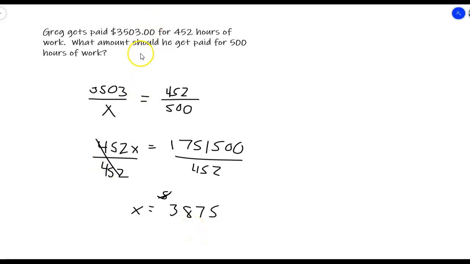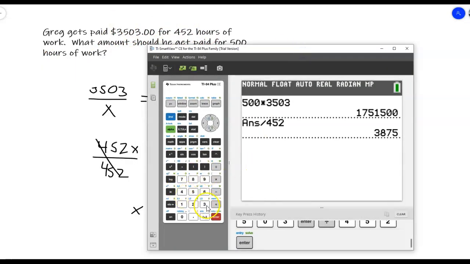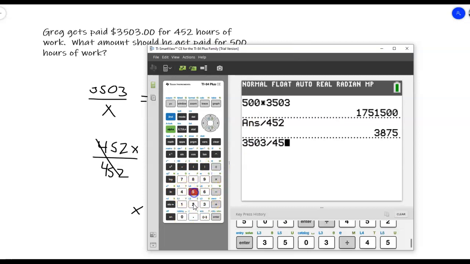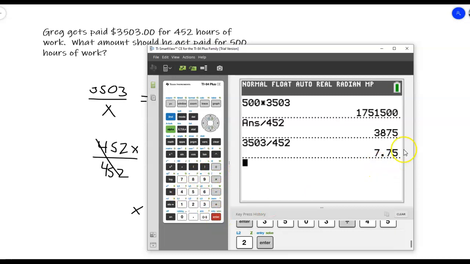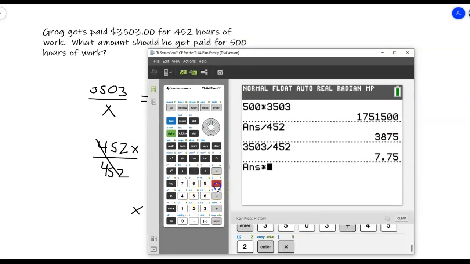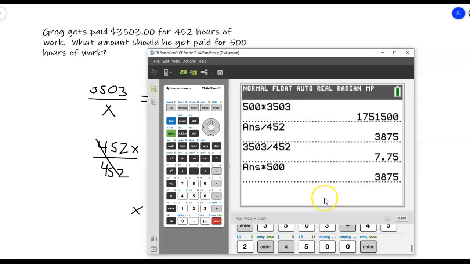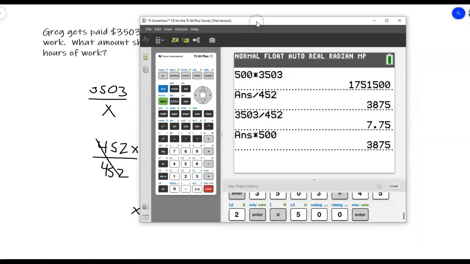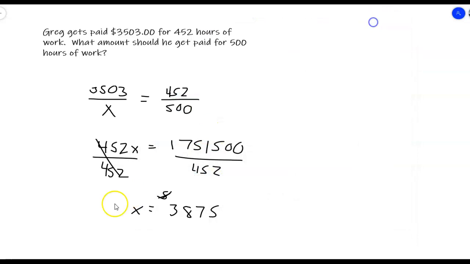Now the other way to do it is we can find his hourly rate to start off with. So we could just take the 3503 divided by 452 and see that his hourly rate is $7.75 per hour. And then we can just multiply that by the 500. And we get the same answer as before. So either way works. All right, let's go ahead and take a look at the next one.